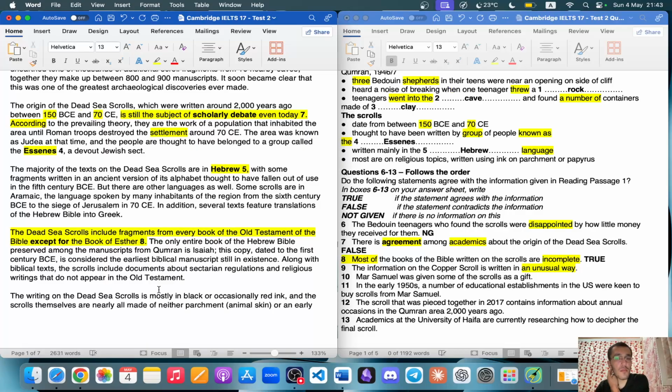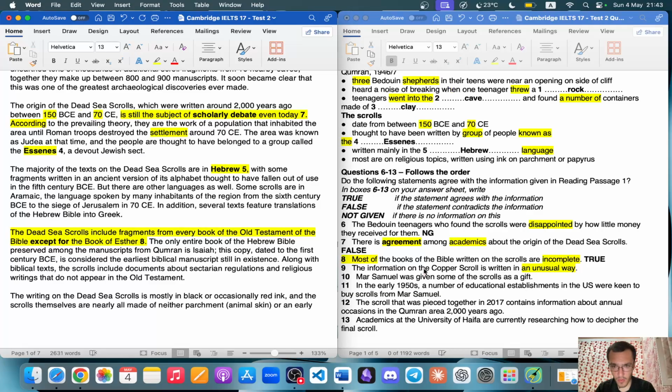Okay, so because it's saying most of the books are incomplete, it is true. It does not say all of them. Most of them. It's like out of 10, 9 are complete, but 1 is incomplete. So, let's say 6 or 7 of 10 books are ready, but the other 4 or 3 are not ready. It depends on the number that I'm saying. Again, you have 10 books, and of the 10 books, 7 are ready, but 3 books are still left incomplete. So that's what it's saying here, except for the book of Esther.